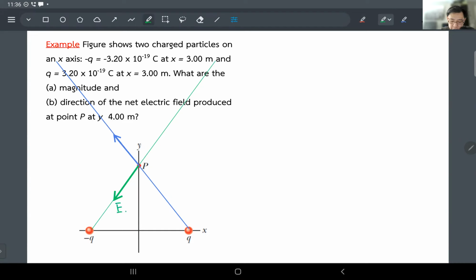Now, let me call the green one E. Let me call E negative, because now it's obvious there's one negative and one positive here. So let me name this one E positive. Because it's a vector, let me put an arrow on top for now.